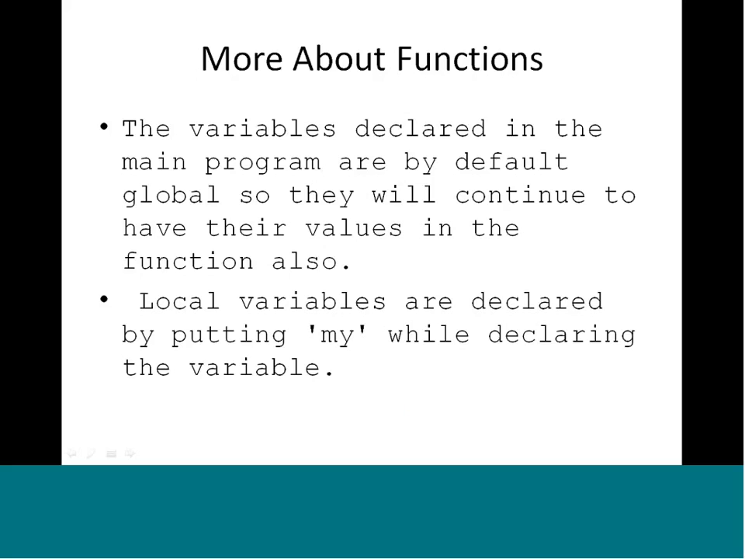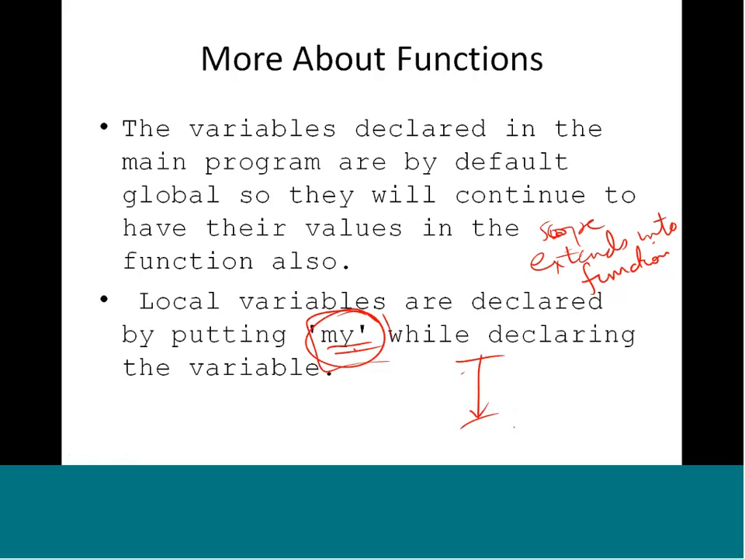The variables declared in the main program are by default global variables, so they will continue to have their values in the function also. What this means is essentially the scope of the variable extends into the function. Okay, so if there are any local variables, the local variables are declared by using my at the beginning when declaring the variable. So these my types of variables will have the context specified at that level. If you are using my inside the functions, that has a scope only within that function, it does not go outside of it.